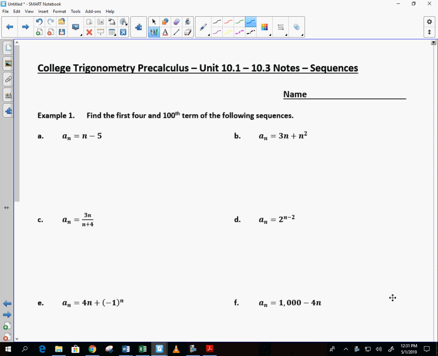Here's our lesson on sequences. I'm going to first show you how to generate a sequence. So here you have a sub n is equal to n minus 5. This terminology means if we plug in a 1 for n, that's a sub 1, meaning the first term of the sequence. And that's equal to 1 minus 5, or negative 4. So that's the first term.